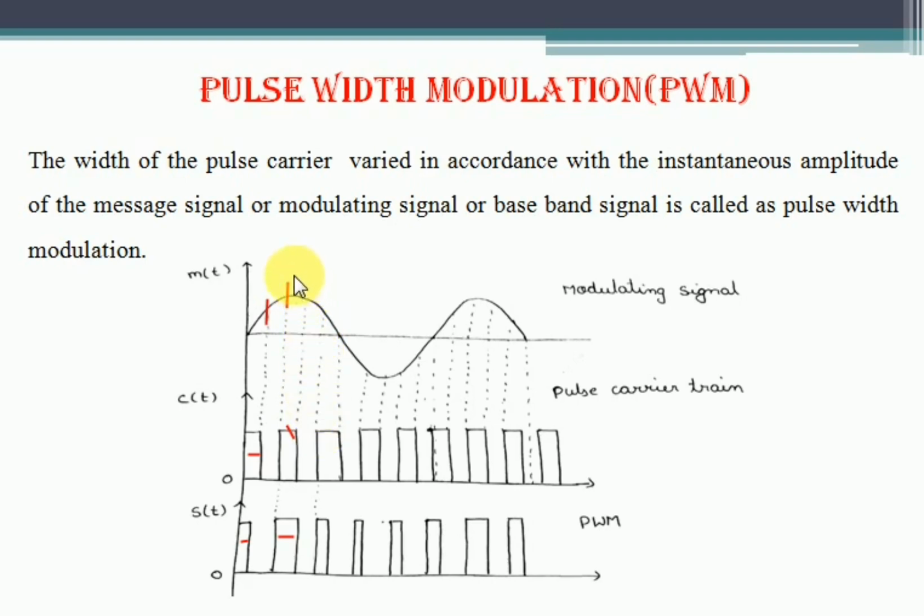Next, if you consider the third pulse, at this instant the amplitude of the message signal goes on decreasing. Since it is decreasing, whatever pulses are present in this interval, their corresponding widths should be decreased. Now from this point to this point, during this interval, again the message signal amplitude is slowly increasing, so again the width of your pulses should be slowly increased. In this way you draw a PWM signal for the given message signal and pulse carrier signal.